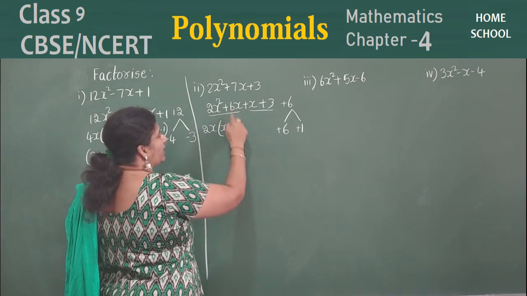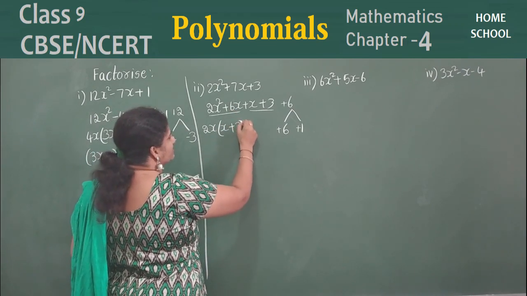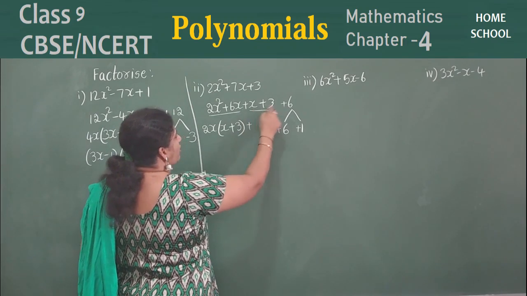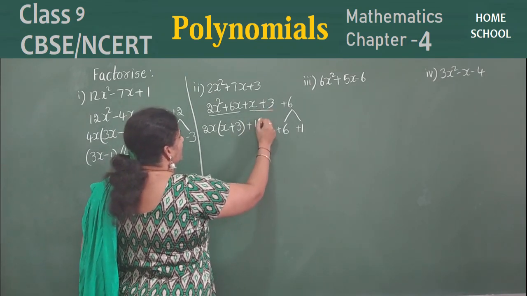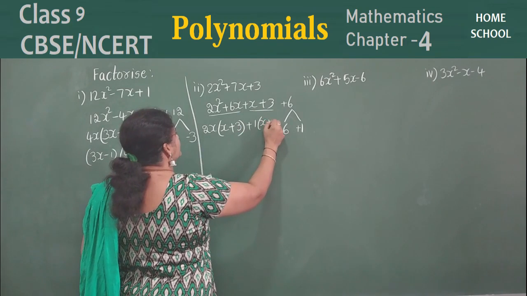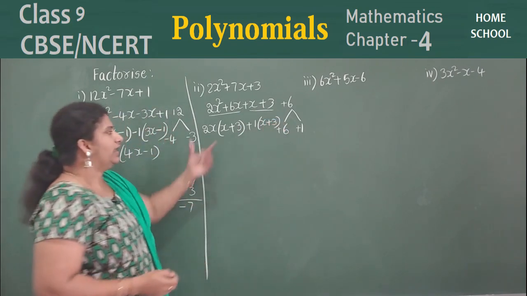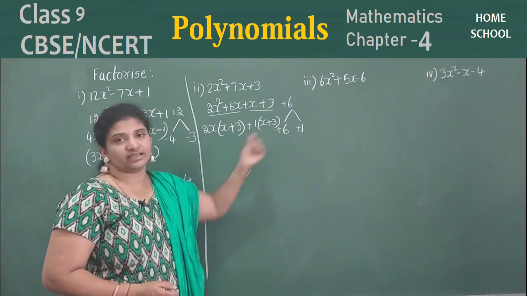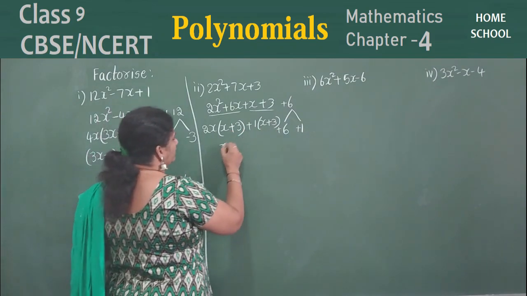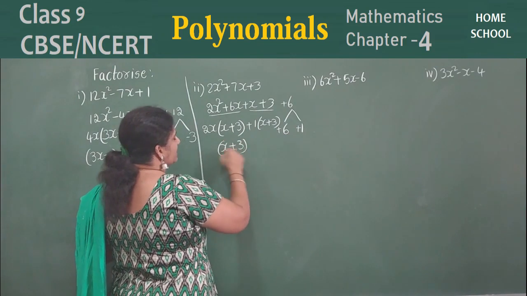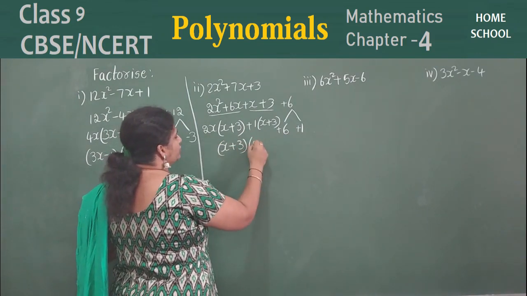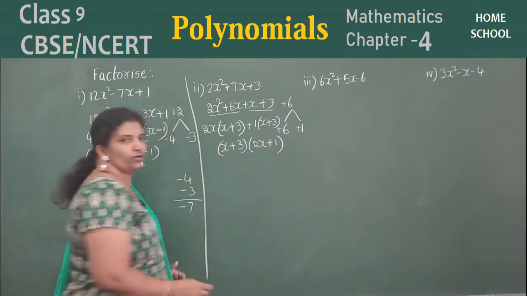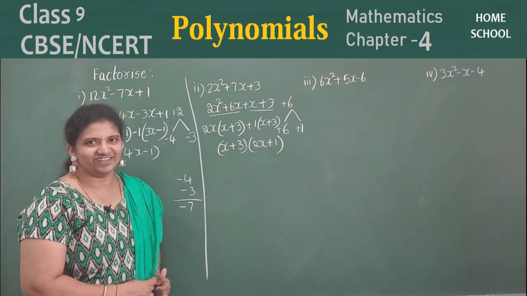In 2 table where you get 6. 2 3s are 6. And again here nothing is common in these two. So write here plus 1 into x plus 3. Okay. Now in this and in this what is common? x plus 3 is common. Take out. If you take out x plus 3 common, what you are left here? 2x plus 1. Okay. This is your answer.